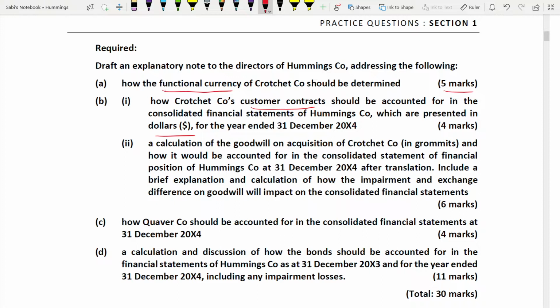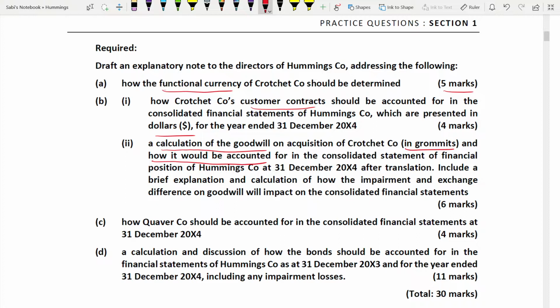Second is a calculation of goodwill. Now it's a calculation on acquisition of Crochet, and how it will be accounted for in the consolidated statements. So one is calculation and the other one is how it will be accounted for. You must have seen this question multiple times. It's repetitive, right? Every time the question is how it should be accounted for in the consolidated financial statements. So this is always repeated.